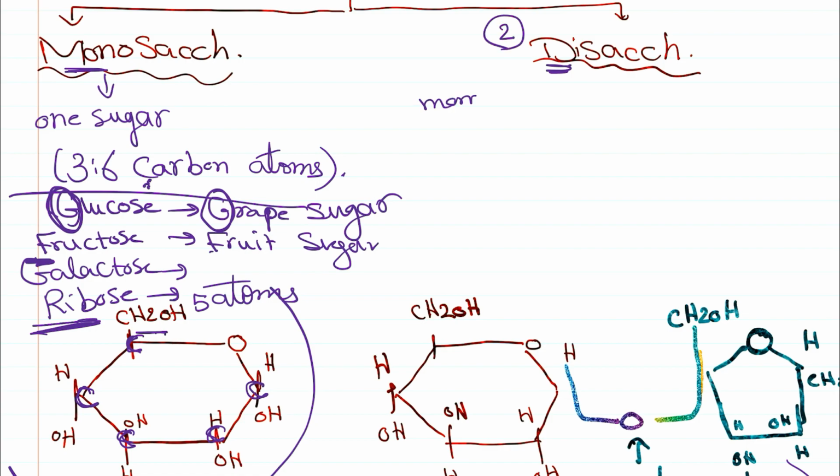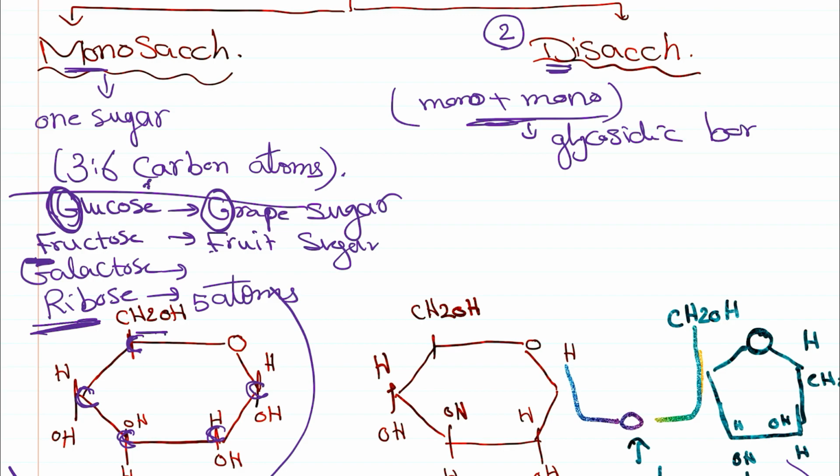So monosaccharides join together to form a disaccharide. 1 plus 1 forming 2. Mono plus mono forming di. And the two monosaccharides are connected together by a glycosidic bond, which is used for connecting the monosaccharides together.